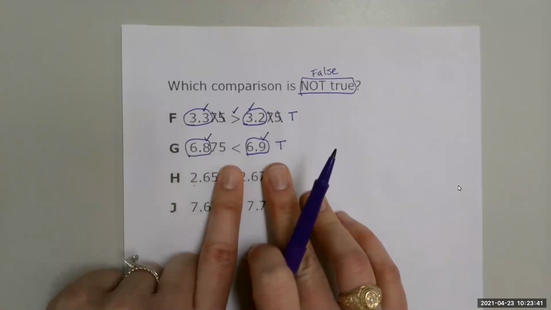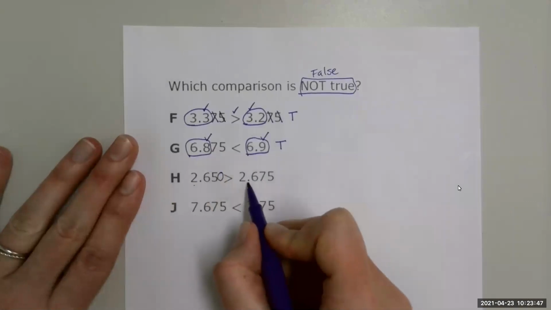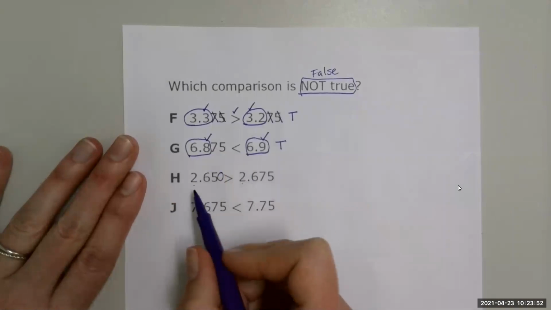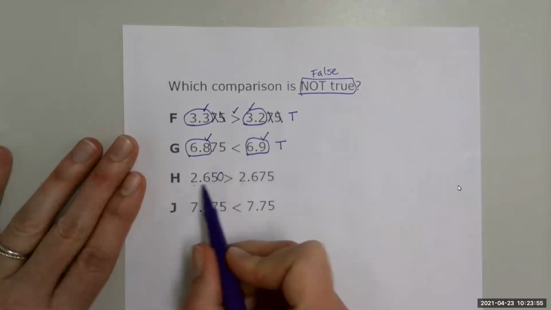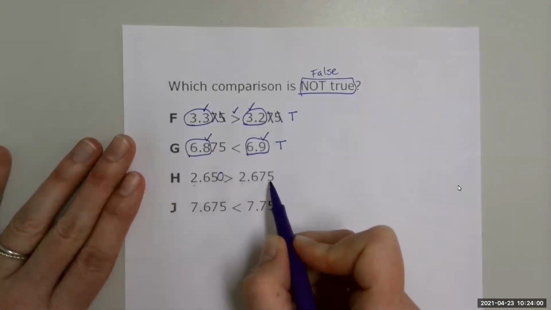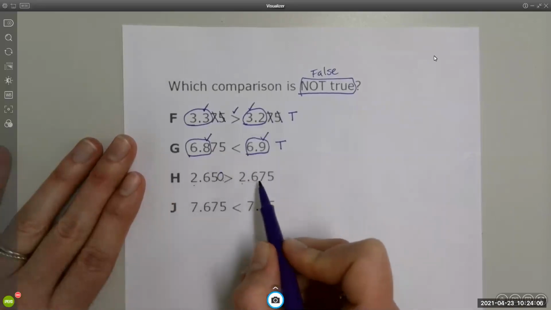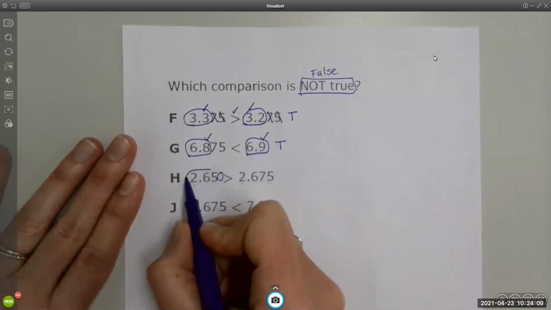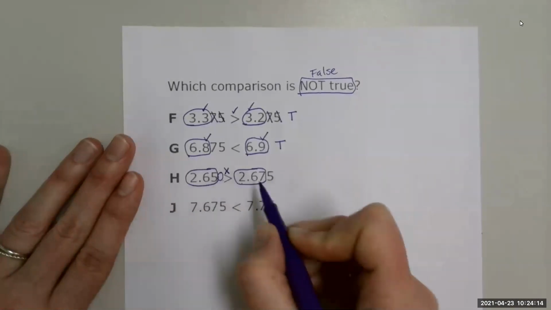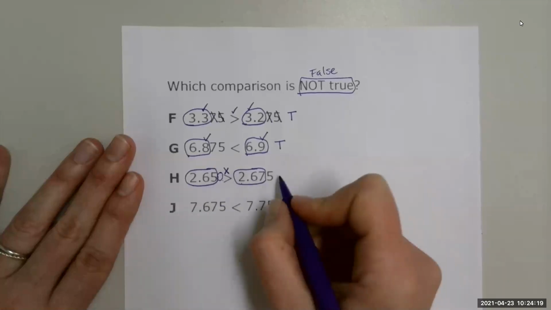65 hundredths compared to 67 hundredths. Oh, there's a difference right there. So really, I could look at the ones, the tenths, and the hundredths to compare these. Or if I drop the decimal, now I'm looking at 2,650 compared to 2,675. And I know that 2,650 is not greater than 2,675. And 2 6,500 is not greater than 2 6,700, because 6,500 is actually less than 6,700. So this will be false.